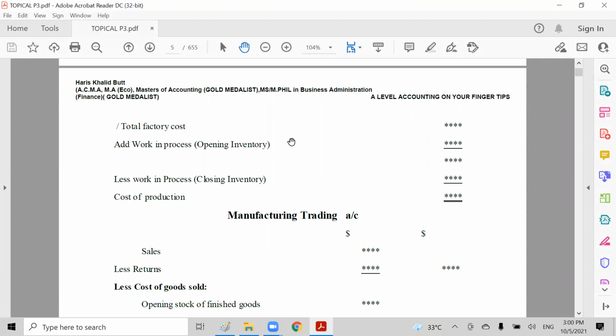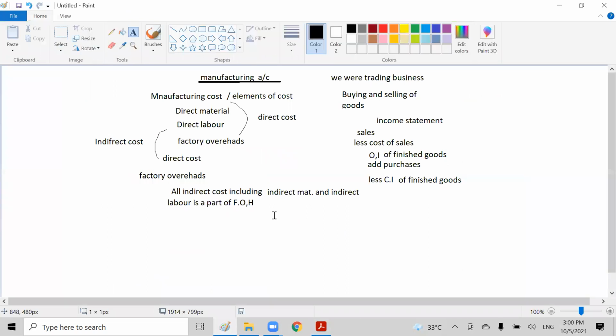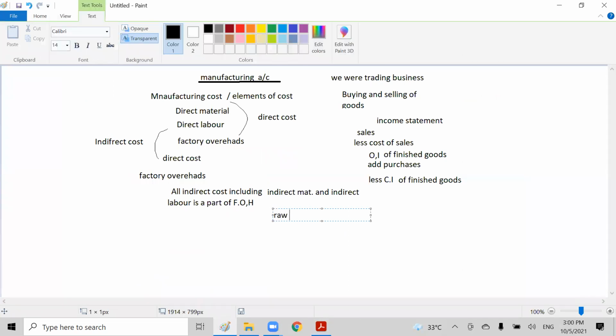Then we will add work in process opening inventory and subtract work in process closing inventory. You will get cost of production. This is the format of manufacturing account. Then we used to prepare income statement or trading account. But first we will discuss inventories. There are three types of inventories in this chapter. One is known as raw material inventory. The other one is work in progress. And the third one is finished goods.